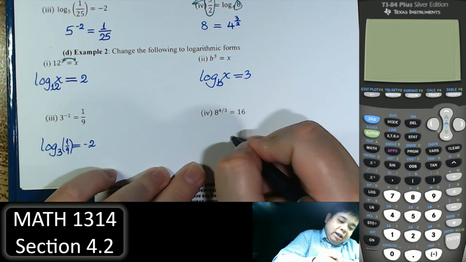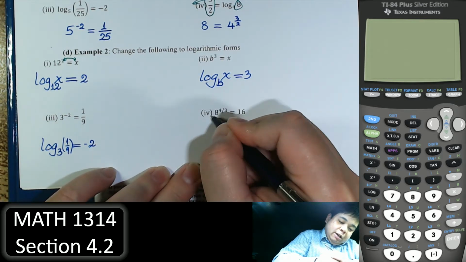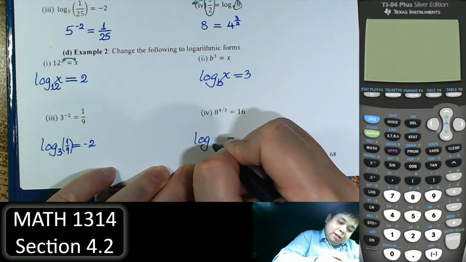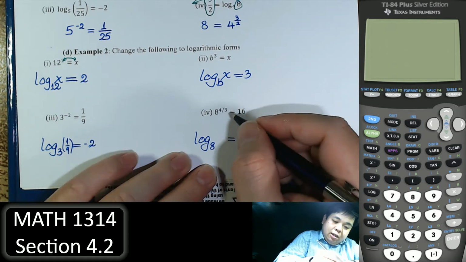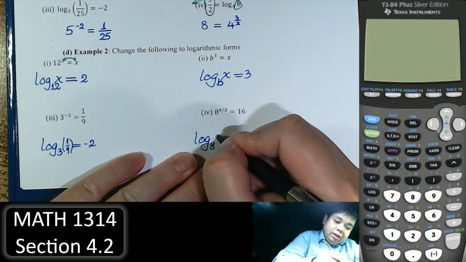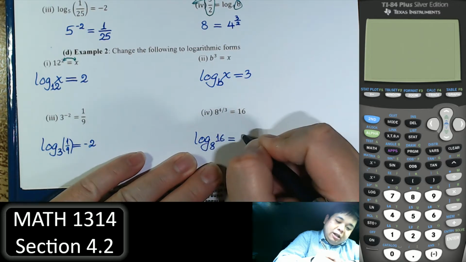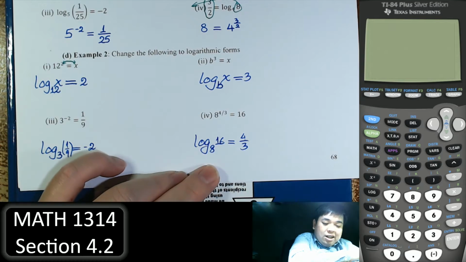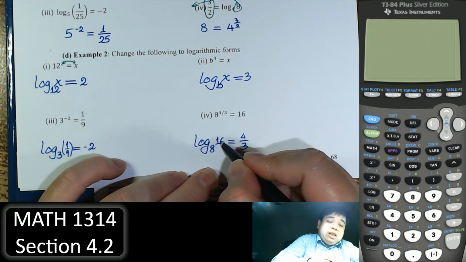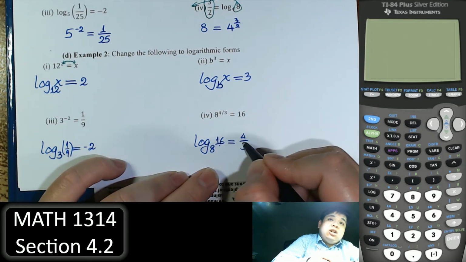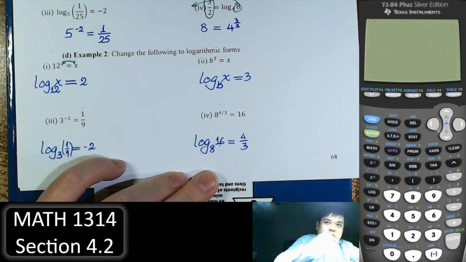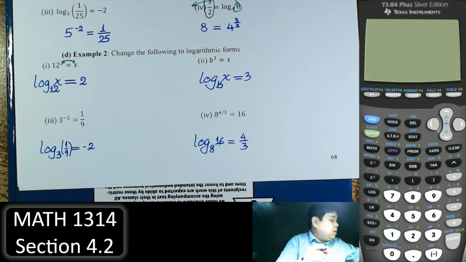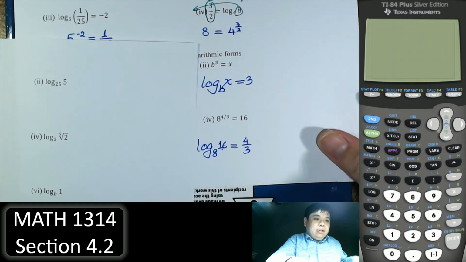And then same thing here, equal to, the base is 8, and swap 16 and 4/3. So when we see this, 8 to what power is equal to 16, and the answer is 4/3. 8 raised to the 4/3 power is 16.